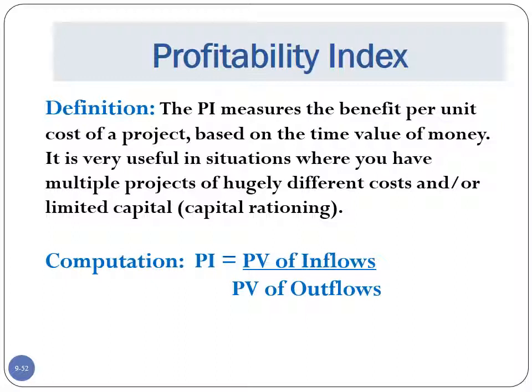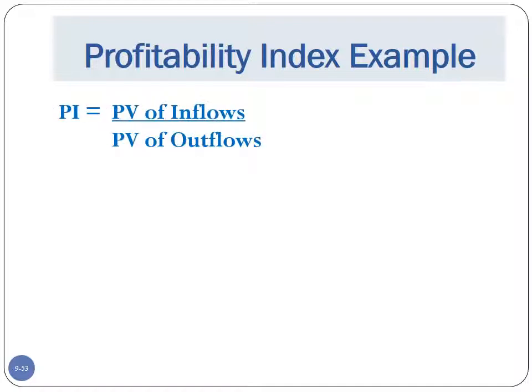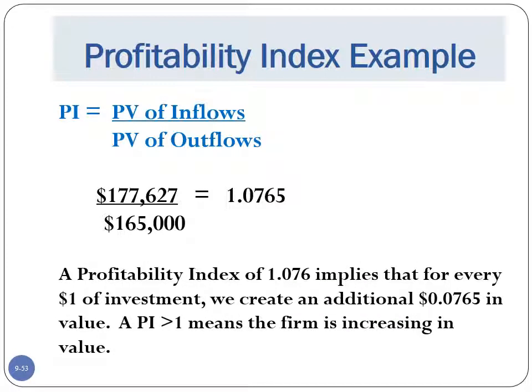The computation is very simple. It's the present value of inflows as the numerator over the present value of outflows as the denominator. So what's that ratio? Here's an example. This is our equation. If we have $177,000 present value of inflows and $165,000 present value of outflows, as in our last example, we have a profitability index of 1.0765.